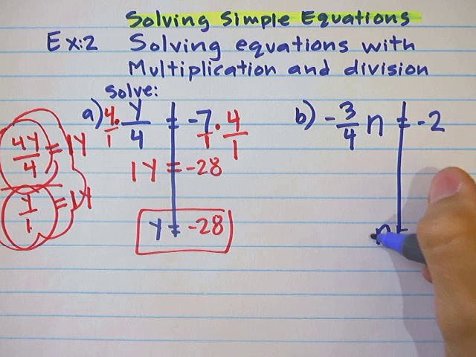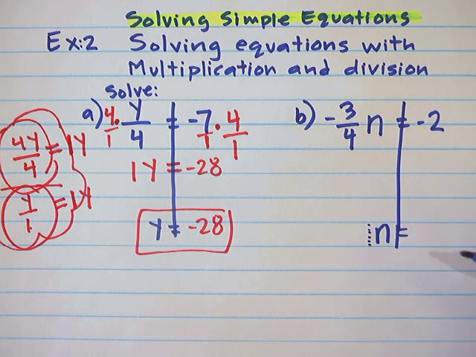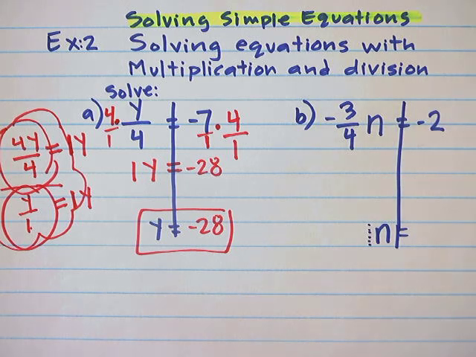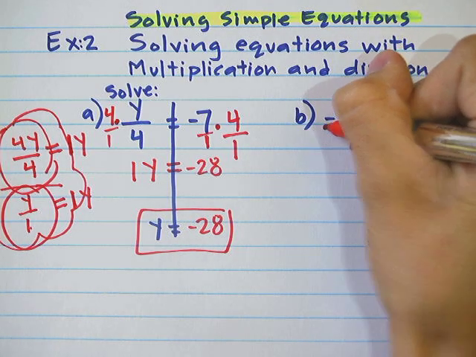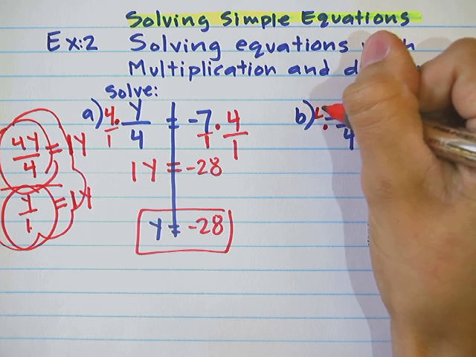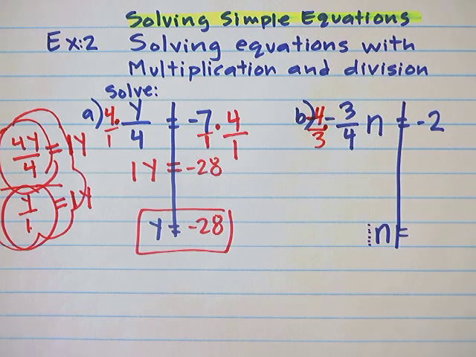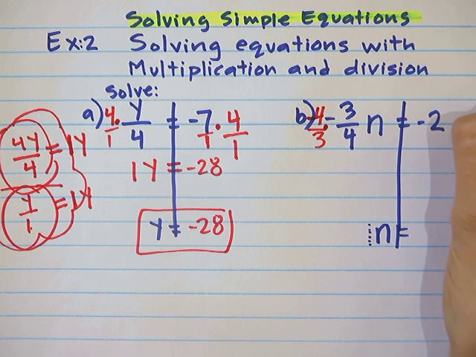So in this case, I do know that I want an invisible 1 here. So I'm going to use the reciprocal to convert this -3/4 into an invisible 1. So I'm going to multiply by, squeeze it in here, 4/3, and that's got to be negative. And what you do to one side, I have to do to the other.